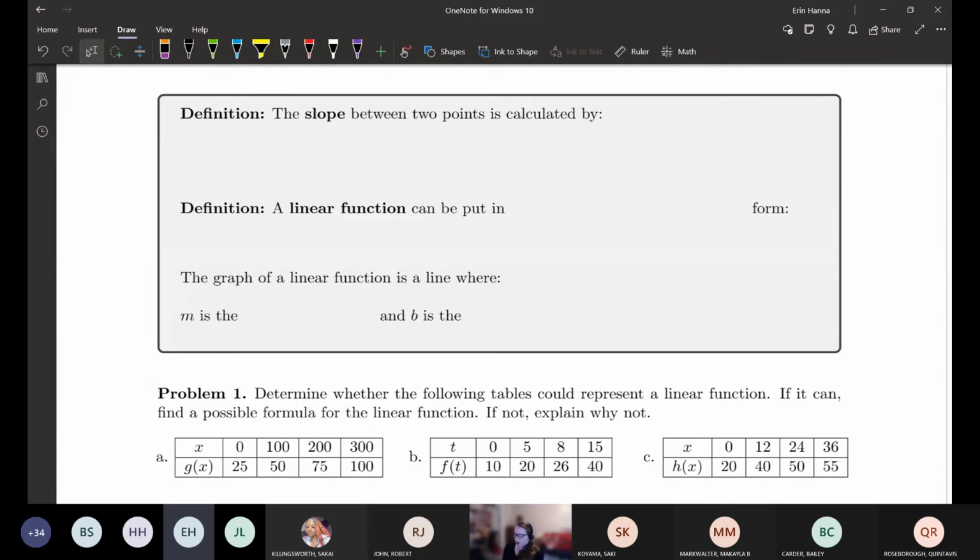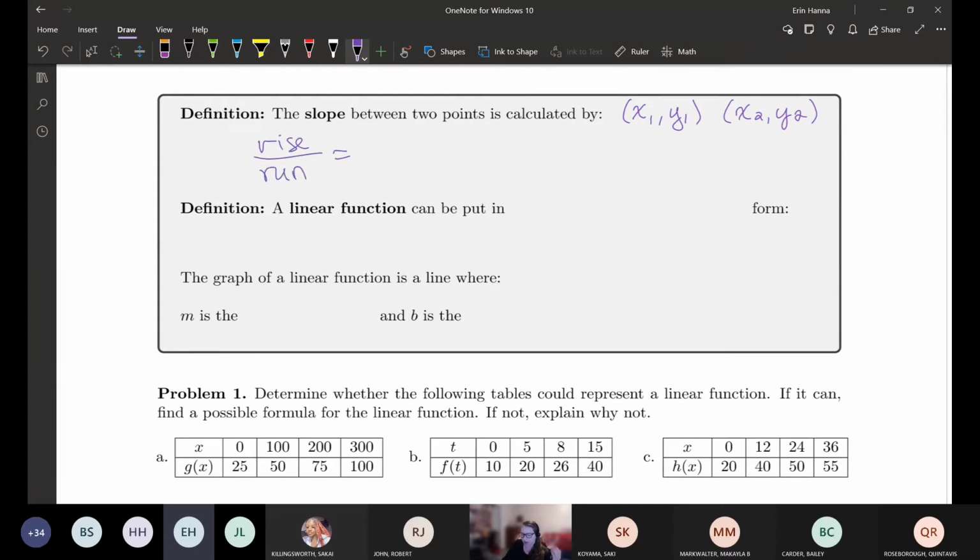The slope between 2 points is calculated in the following way, and this would be given 2 points like x1, y1 and x2, y2, because I'll be pulling out that notation in a second. This was on your diagnostic quiz, and most people got it right, so that's awesome. But it's okay if you didn't get it right, also, because we're going over it right now.